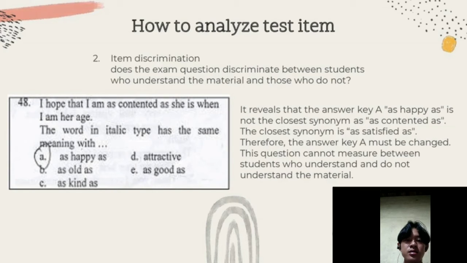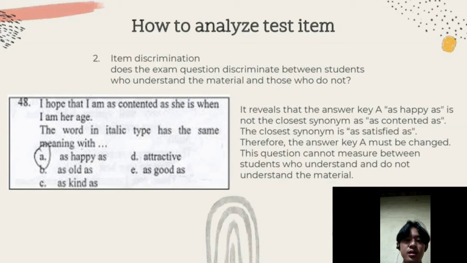As you can see, the question is: I hope that I am as concerned as she is when I am her age. The word in italic type has the same meaning as... The answer is A, as happy as.